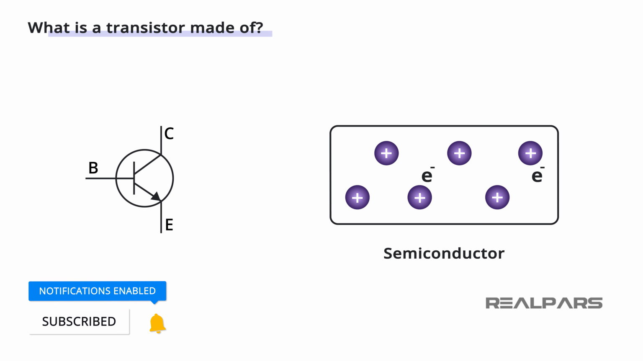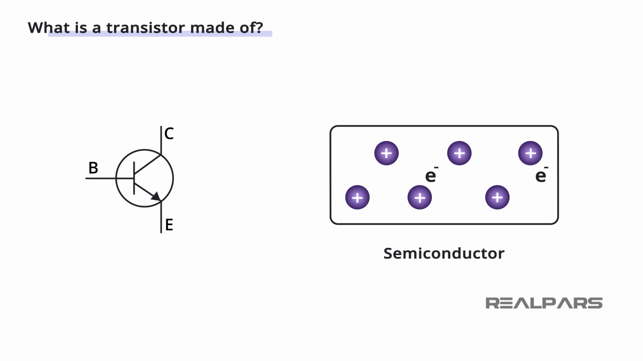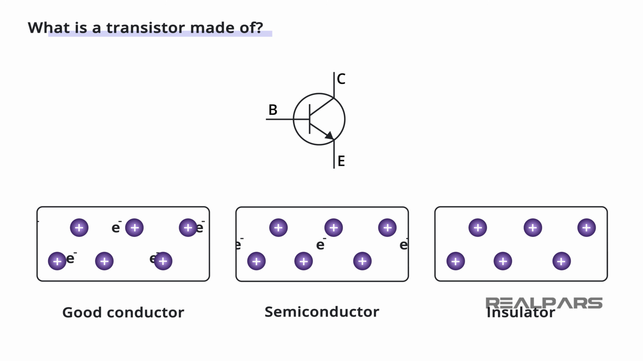A transistor is a semiconductor device. Okay, so what is a semiconductor? Well, in simple terms, a semiconductor is not a good conductor, but neither is it a good insulator. It is somewhere in between.